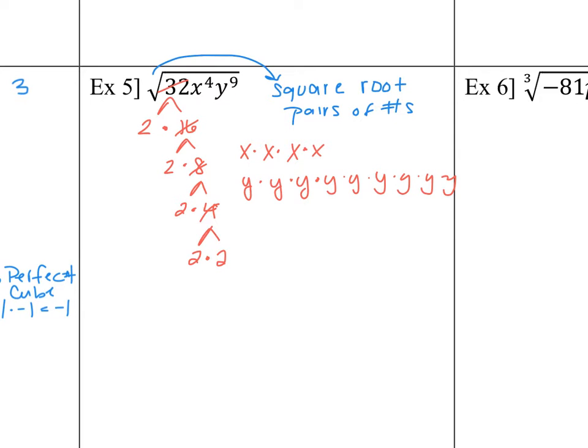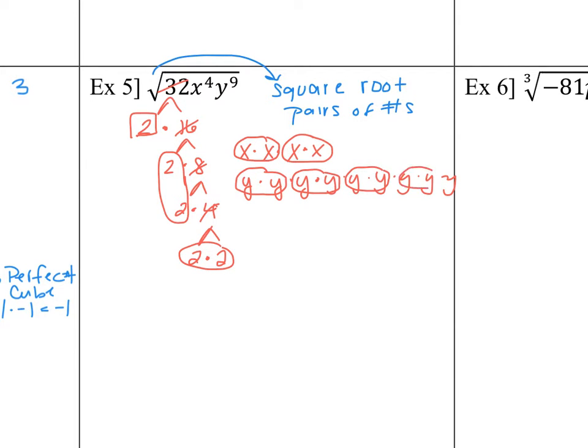Okay, so with our numbers, I'm looking for pairs of numbers. So here's a pair of 2's, here's a pair of 2's, and then I have one guy left over that I can't pair up. Your variables, you're going to do the same thing. Find pairs of x's. I have one pair of x's here, and another pair of x's here. Then y's, do the same thing. Pair up as many as you can. So one pair, another pair, another pair, another pair, and then one y left hanging out because he doesn't have another pair.